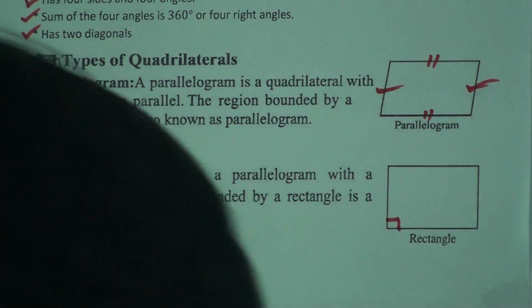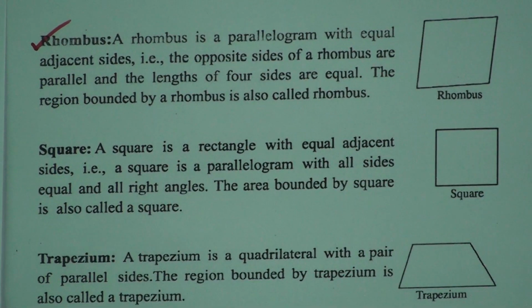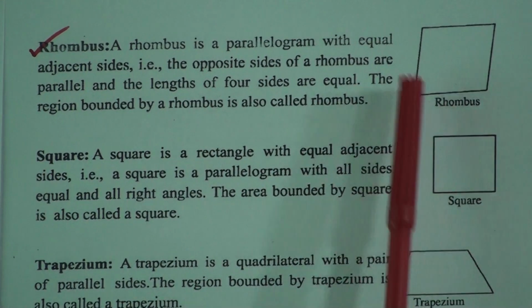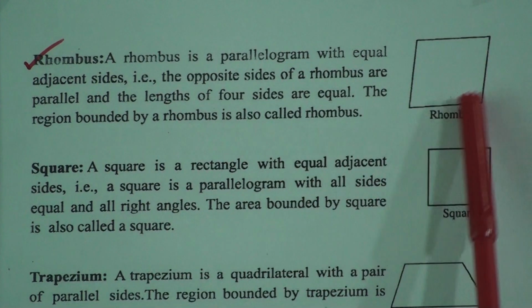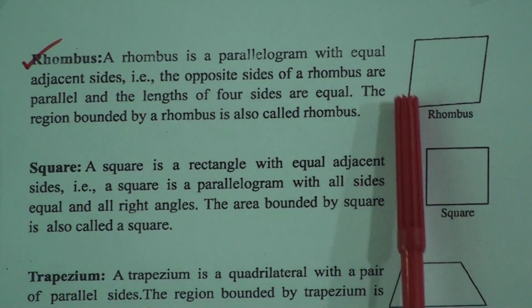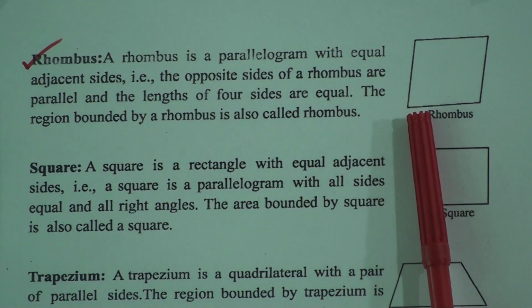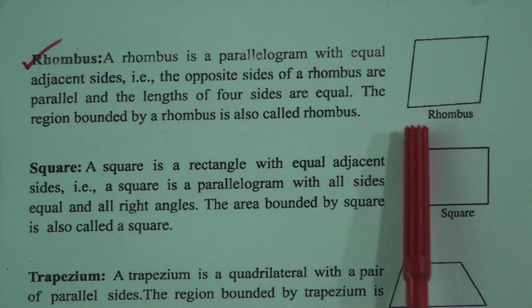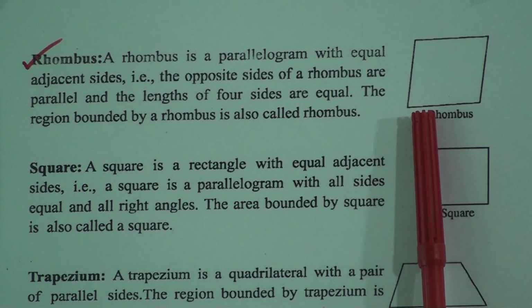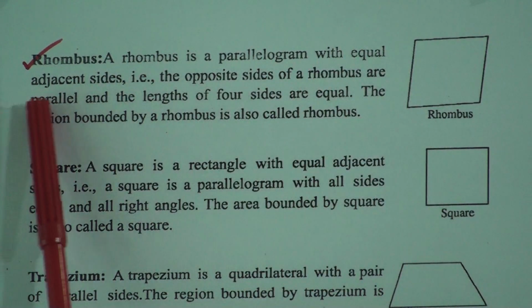Okay, now the next one is rhombus. Dear students, if you see, this is a similar figure to a parallelogram, and there is a little difference here. Here adjacent sides are equal. A rhombus is a parallelogram with equal adjacent sides.